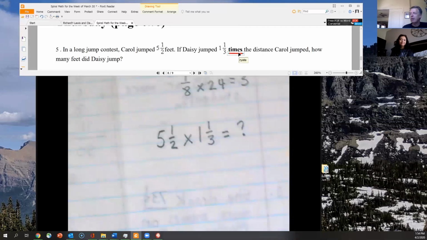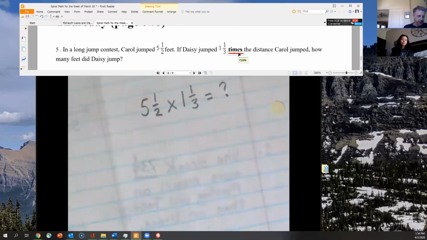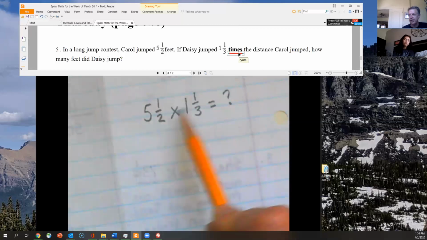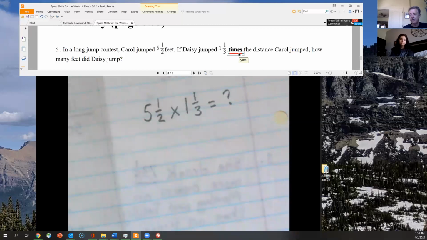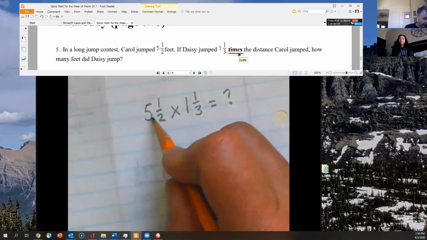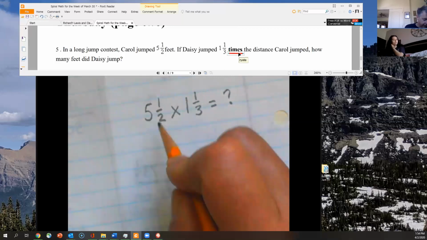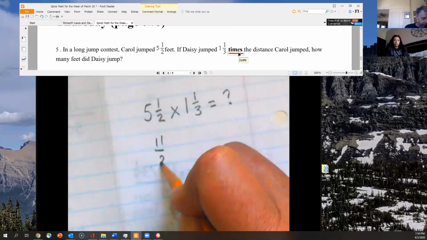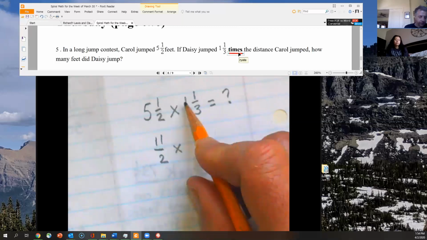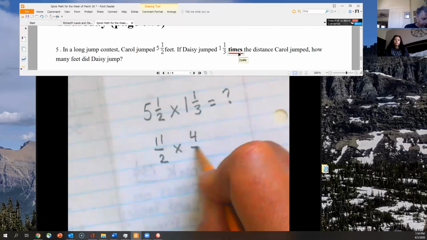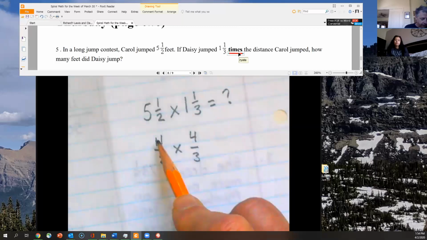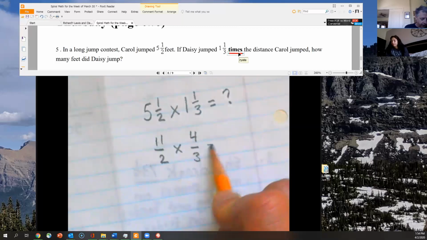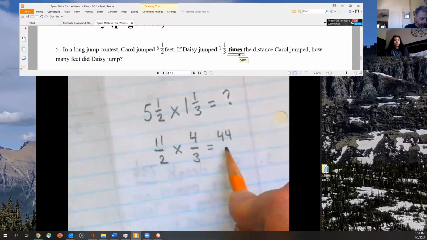Now, what I have to do with this one is turn each one of these mixed numbers into improper fractions. I want to make sure that you're doing this on your work, boys and girls, showing me that you turn these into improper fractions, and then multiplying. So let's do that right now. 5 times 2 is 10 plus 1. That's 11 over 2. 1 times 3 plus 1 is 4 over 3. So now I'm going to get 11 times 4 equals 44, and 2 times 3 equals 6.